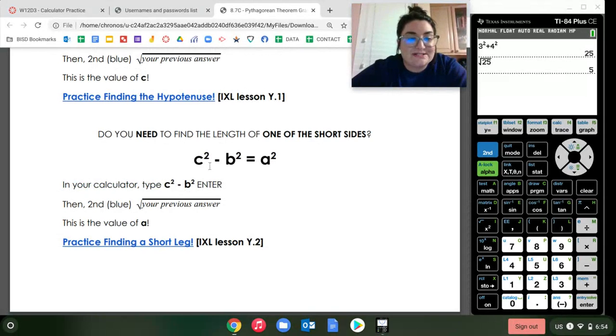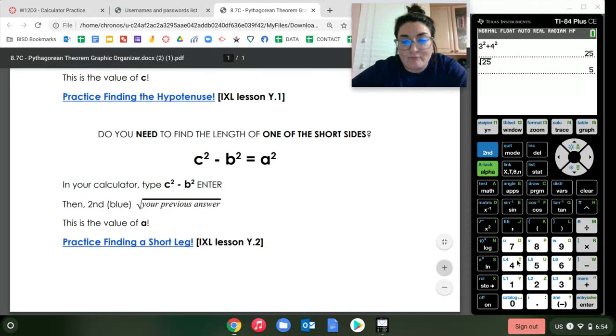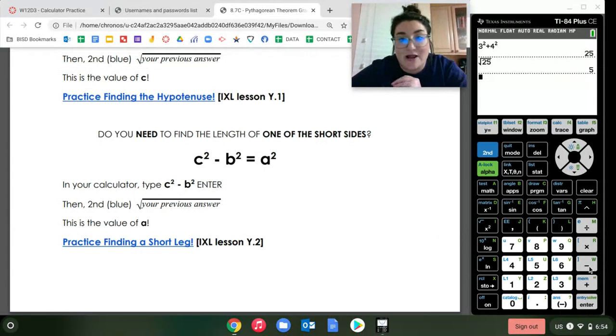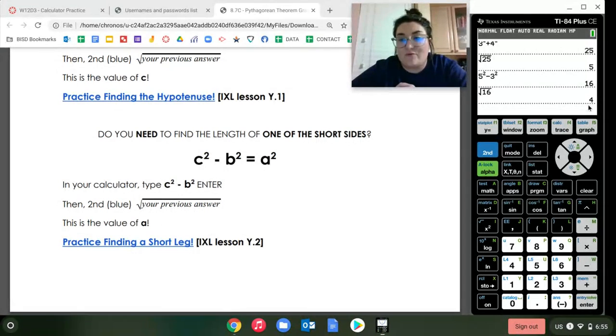So we're going to start with C squared. We're going to pretend we don't know the answer here. We're going to still use that 3, 4, 5 right triangle. We're going to do 5 squared. Uh-oh, I did 55. We don't want that. 5 squared minus 3 squared. And then we're going to find the square root of that. Blue square root of 16. And that is the other side that we were missing, which is 4.